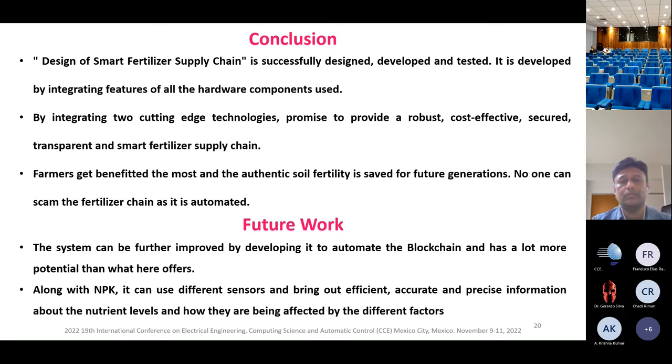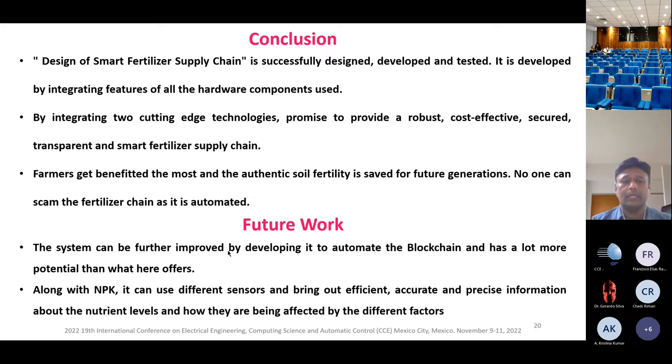And coming to the conclusion, this is a complete design of a smart fertilizer supply chain. When the NPK levels are less, then only fertilizers will be supplied so that farmers can purchase and use them. So we have integrated two cutting-edge technologies, blockchain and IoT, for a smart agriculture system.